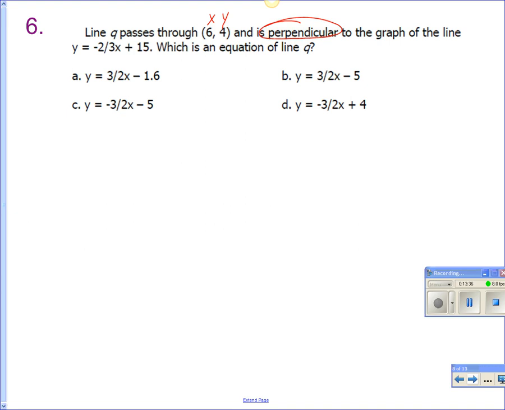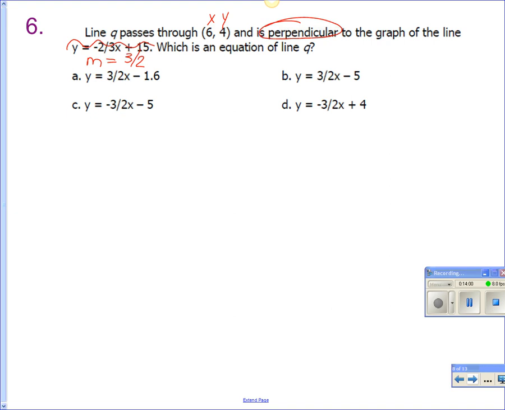Good, perpendicular, okay? All right, Ethan G, since it's perpendicular, what is my M going to be on this one? Very good, 3/2. You have to flip and change it. So it's 3/2. Flip it, and since it's negative, it becomes a positive.